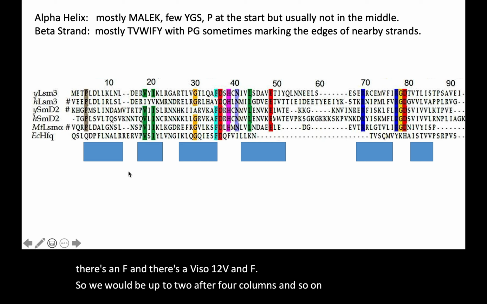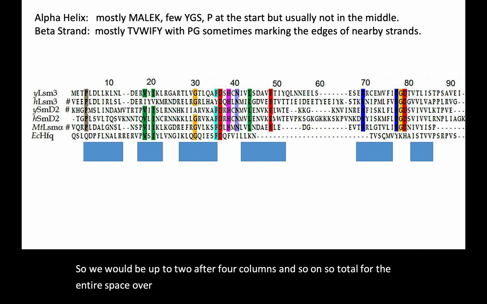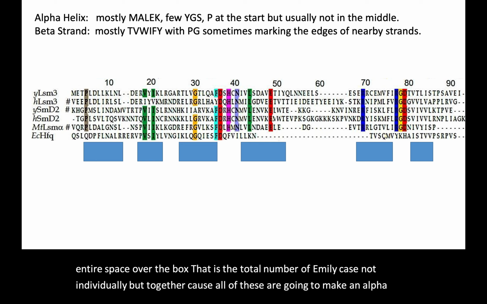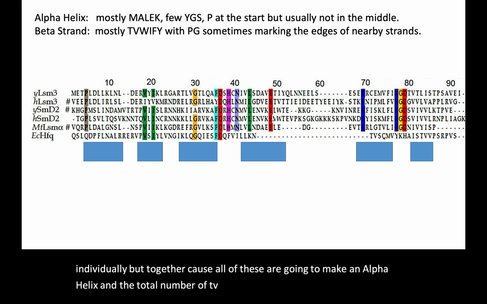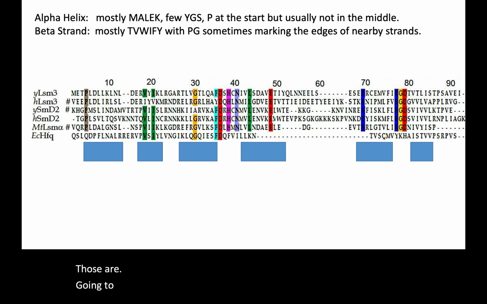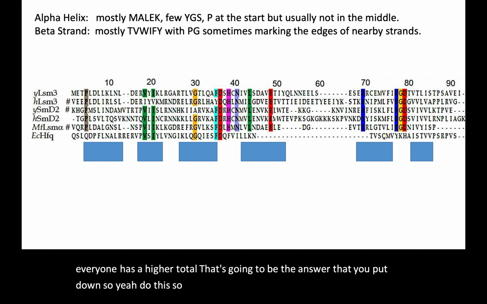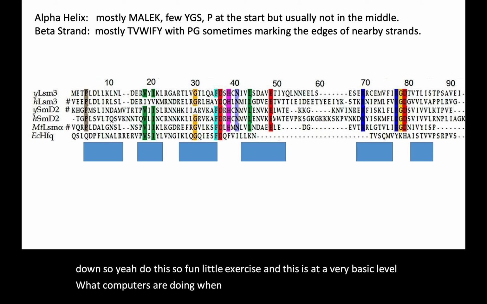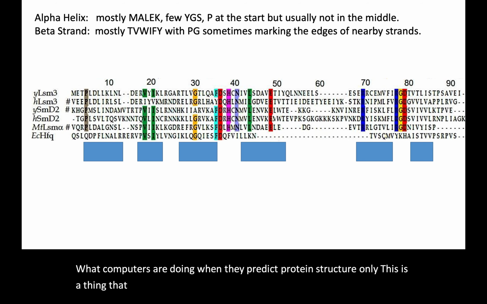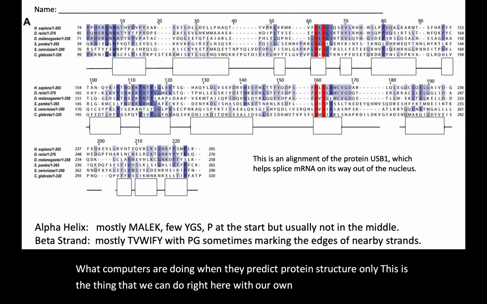So that's the total for the entire space over the box. That is the total number of MALEKs, not individually but together, because all of these are going to make an alpha helix. And the total number of TV, WI, F, and Ys, those are going to make beta strands. Whichever one it looks more like, whichever has a higher total, that's the answer you put down. So yeah, do this. It's a fun little exercise. And this is, at a very basic level, what computers are doing when they predict protein structure. Only this is a thing that we can do right here with our own hands, which is kind of neat.